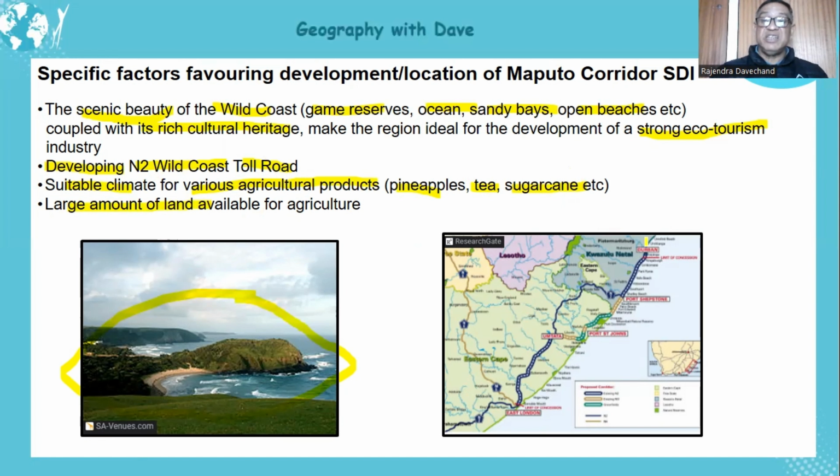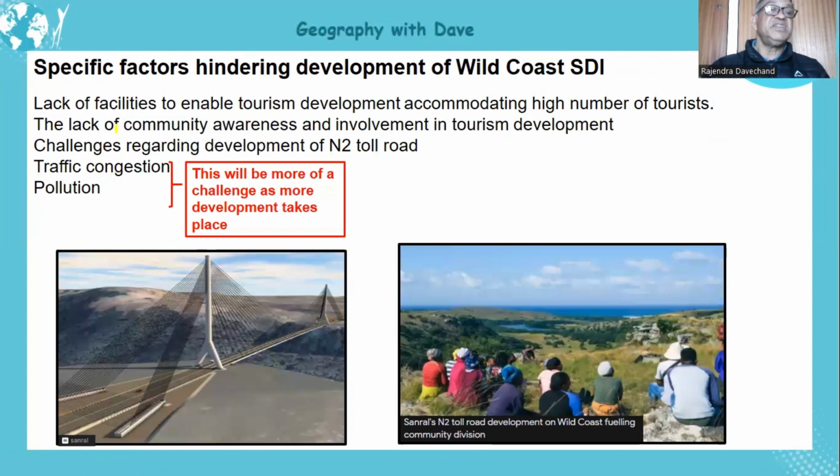Also, you can see this N2 here on the sketch that's being planned, and it will create accessibility as more and more development happens. Okay, then factors hindering: lack of facilities. There are facilities, but not enough to cater for the demand that the area wants to create to bring in investment. So it can't cater for accommodating a high number of tourists.